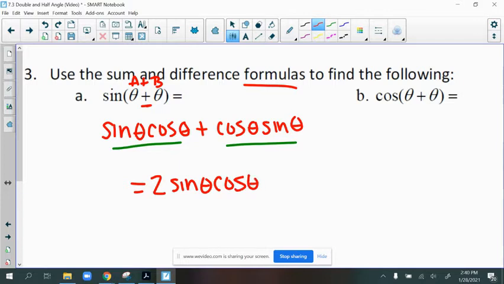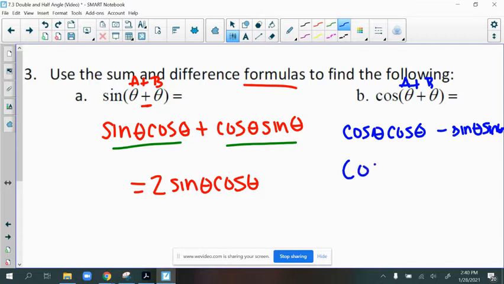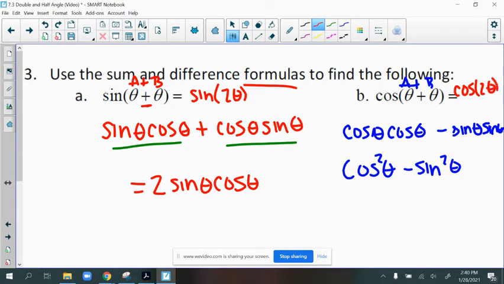2 sine cosine. Okay. I could do the same thing for the cosine of an angle plus an angle, A plus B. So cosine is cosine cosine: cosine of A, which is theta, cosine of B, which is theta. But then I have minus, remember it's the opposite, and then sine of A, which is theta, and sine of B, which is theta. So what I can say is I have the cosine squared minus the sine squared. And what we just did is we just proved the double angle formulas. This is the same thing as saying the sine of 2 theta, and this is the same thing as saying the cosine of 2 theta, double the angle.